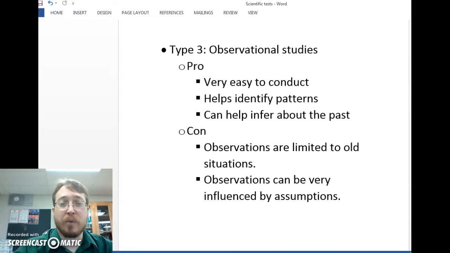Finally, type three, observational studies. Observational studies are very easy to conduct. They help identify patterns, and they can help infer information about the past, but they are limited to situations that already exist. Unlike experiments where we create new situations, we can only go with the situations that are occurring naturally, and the observations can be very influenced by assumptions.